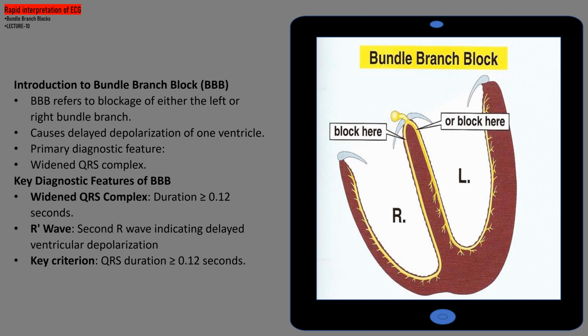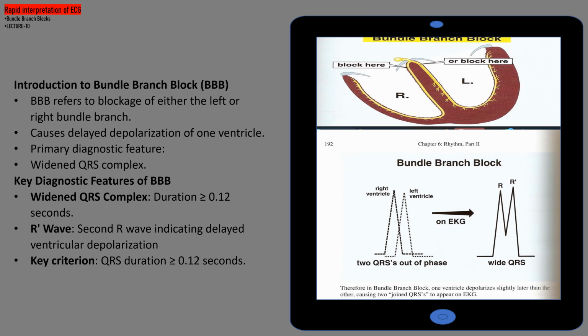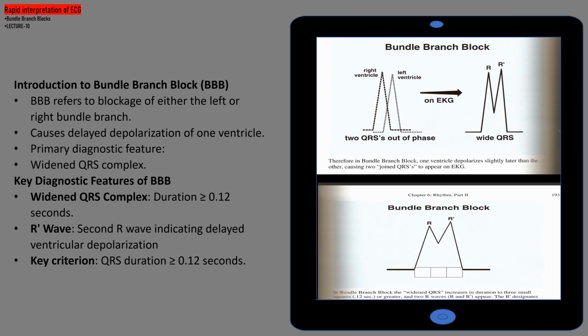A bundle branch block occurs when there is a delay or obstruction along the pathway that electrical impulses travel to make the heart beat. This blockage can happen in either the right or left bundle branch, leading to delayed depolarization of the corresponding ventricle. As a result, the two QRS complexes, which represent the depolarization of each ventricle, overlap and create a single, widened QRS complex on the ECG.